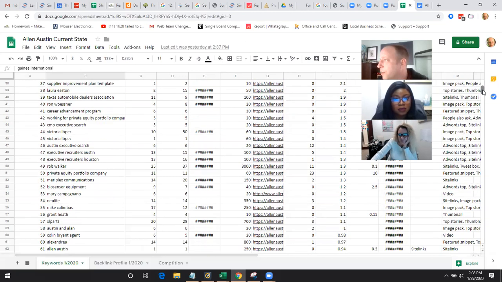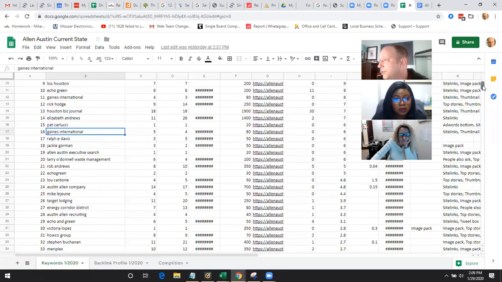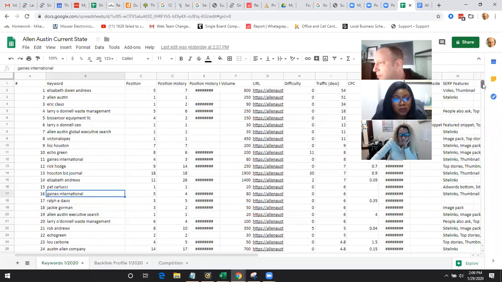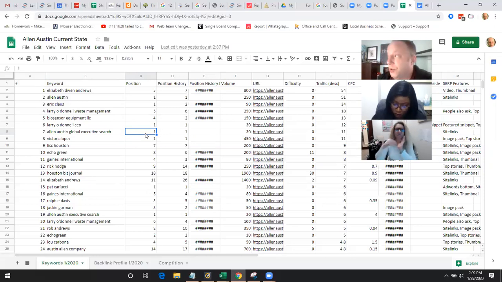Like I said, there's some good things here. From a branded aspect, anything with Allen Austin and executive search, just the name alone combined with the keyword, you guys are ranking number one, as you can see. Right here, Allen Austin global executive search, you're ranked number one. But again, that's people doing research on your brand under those three conditions that I mentioned earlier.